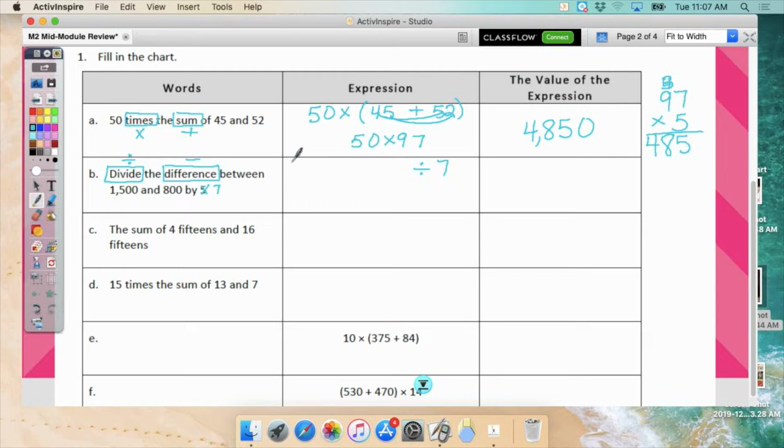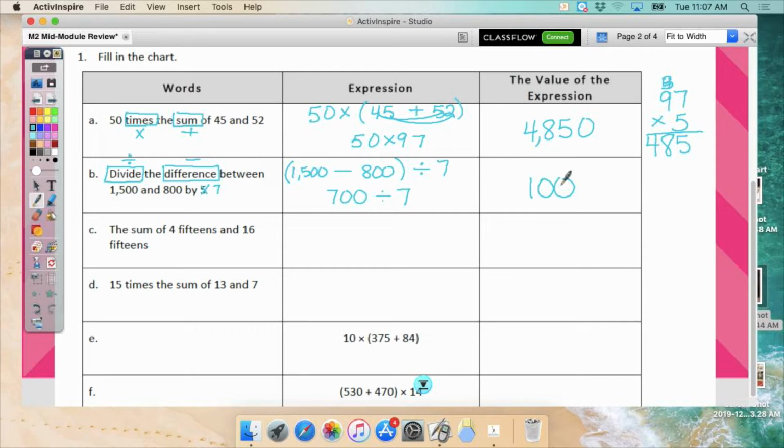Now my difference is what goes in the parentheses. So the difference between 1,500 and 800. So what's 15 minus 8? 15 minus 8 is 7. So it's 700 divided by 7. So can you do that in your head? Yes. What is it? It's 100. It's 100.